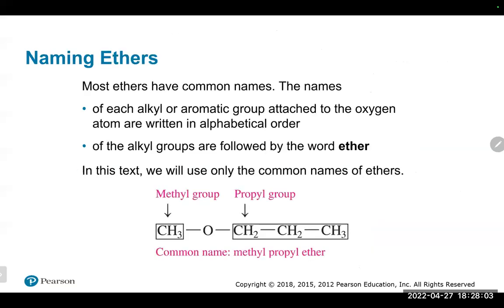So again, here looking at naming ethers, our common way. Here's our ether group, carbon, oxygen, carbon. Once again, put a little box there around the oxygen. To the left is a 1 carbon group, which is obviously a methyl group. To the right is a 1, 2, 3 carbon group, which is a propyl group. And again, like I said, alphabetical order here in terms of the groups. So methyl propyl ether would be the name here. Any questions on that there?